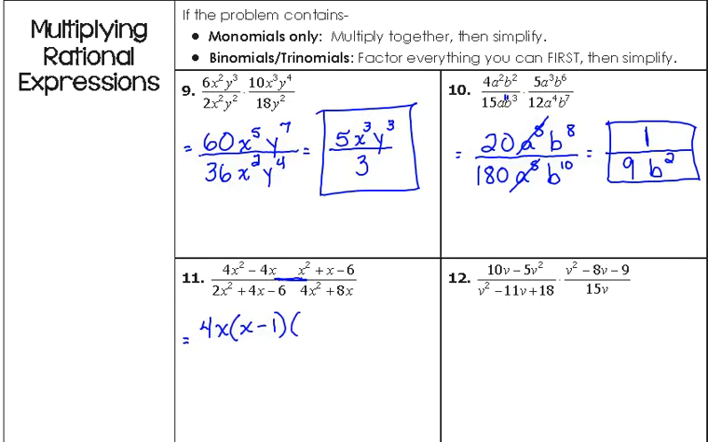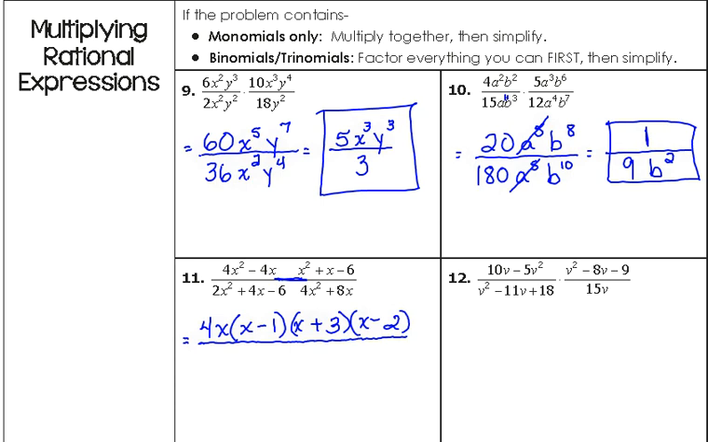Okay, so that doesn't have a GCF, so we jump straight to a binomial times a binomial. X times x is x squared. 3 times 2 is 6. Positive 3 minus 2 gives us positive 1. So my numerator is fully factored.